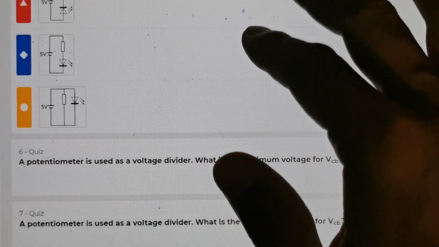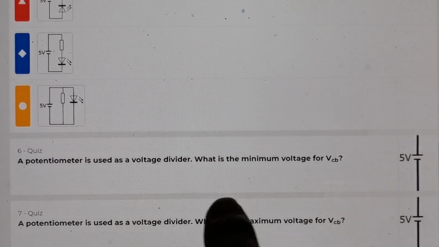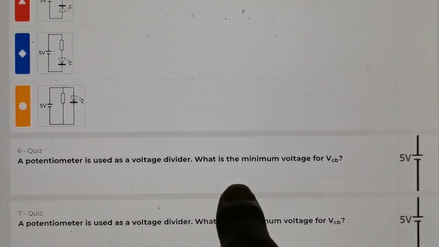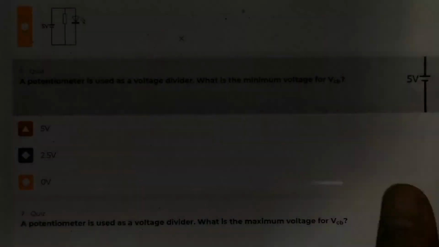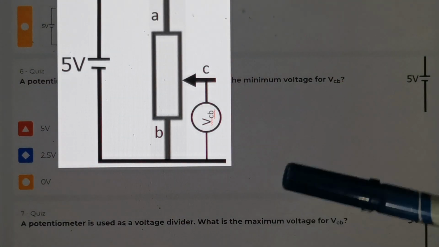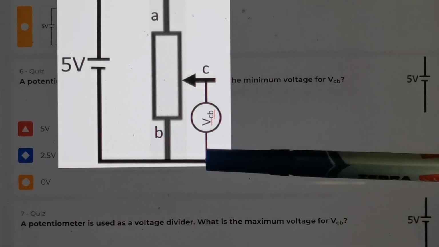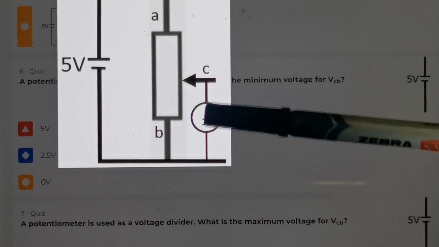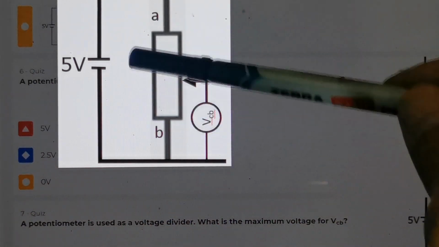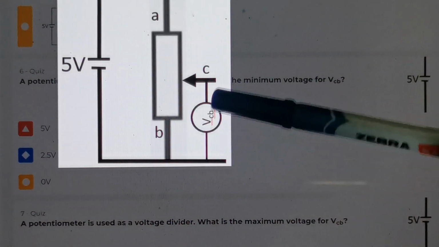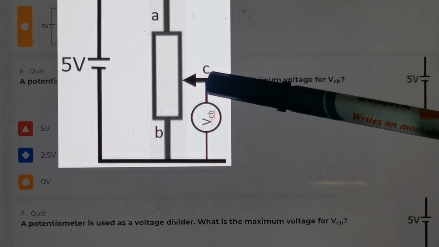Now number 6, a potentiometer can be used as a voltage divider. What is the minimum voltage of VCB? Okay, when they ask you VCB, that means they are measuring the voltage from this point to the center leg, the center terminal of the potentiometer. This is the potentiometer. You measure the voltage from here to here, right?